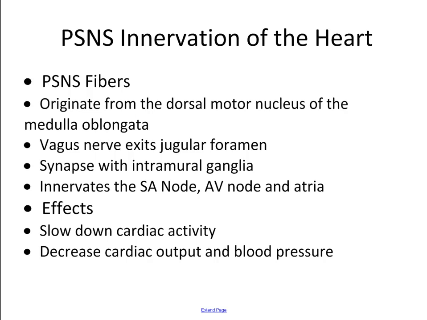So first off, the parasympathetic nerves that innervate the heart originate from the dorsal motor nucleus of the medulla oblongata, and then the nerve that projects towards the heart is the vagus nerve, which, as I mentioned a second ago, makes up about 90% of the entire parasympathetic nervous system. And this is a cranial nerve that wanders from the skull and travels all the way down to the abdomen and innervates pretty much all the viscera along the way.